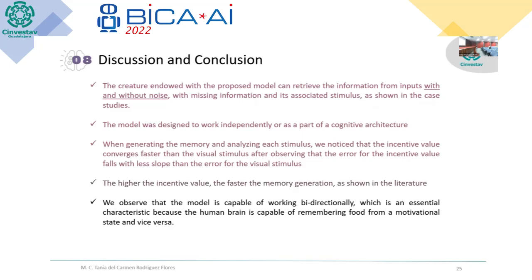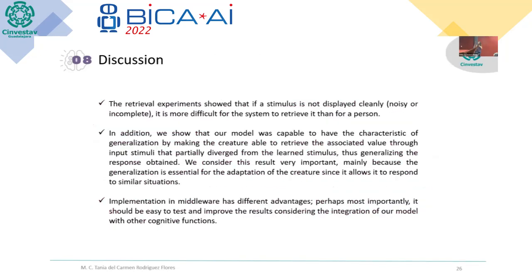The higher the incentive value, the faster the memory generation, as shown in the literature. We observe that the model is capable of working in bidirectionality, which is an essential characteristic because the human brain is capable of remembering food from a motivation with other cognitive functions. The retrieval experiment showed that if a stimulus is not displayed clearly, noisy or incomplete, it is more difficult for the system to retrieve than for a person.